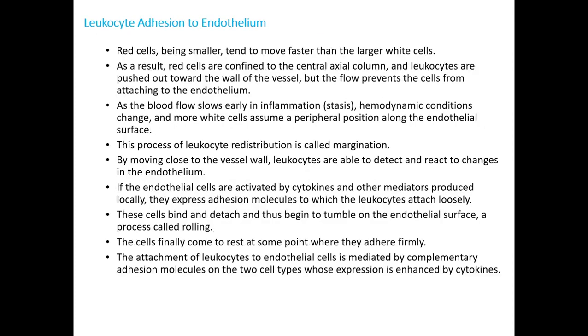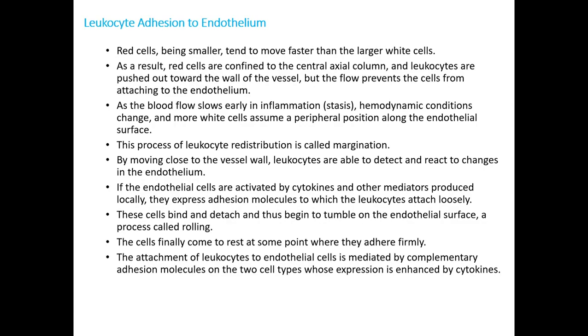Leukocyte adhesion to the endothelium, this is the first step. So the red cells, being smaller, tend to move faster than the large white cells. This is normal. As a result, the red cells are confined to the central axial column, and leukocytes, because of their bigger size, are pushed out toward the wall of the vessel. But the rapid flow of the blood prevents the cells from attaching to the endothelium. All these are normal events.